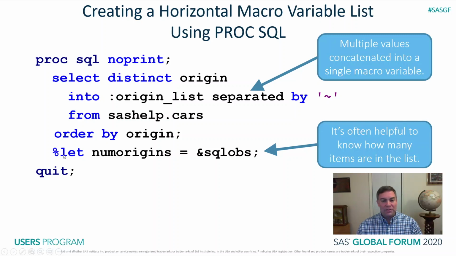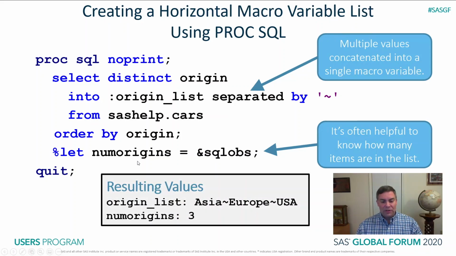Well, %let is caught by the macro processor, and it goes out and checks the symbol table for a variable called SQLOBS, which exists because that was created during the previous step. Okay, so we take that value, which in this case is going to be 3, and put it into a new macro variable called num_origins. So what we end up with is two macro variables. One called origin_list that contains this string, Asia~Europe~USA, and another macro variable called num_origins that contains a 3.